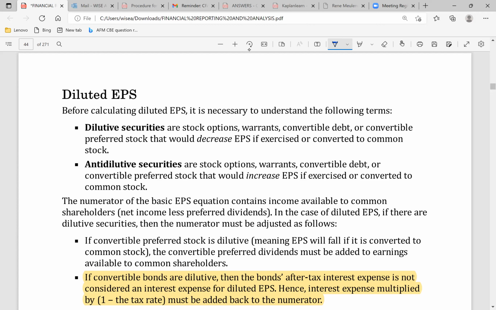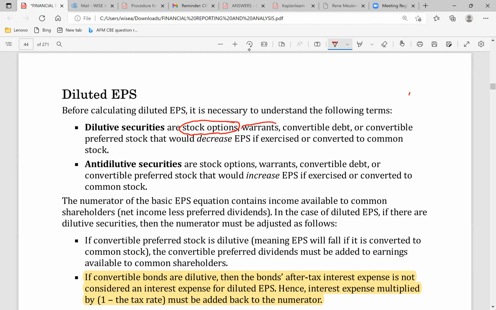So when we are calculating diluted earnings per share, we are assuming that all the dilutive elements are likely to take place at the end of the year. We are assuming, if all these dilutive securities were exercised or converted, what would have been the earnings per share? So it's an assumption.